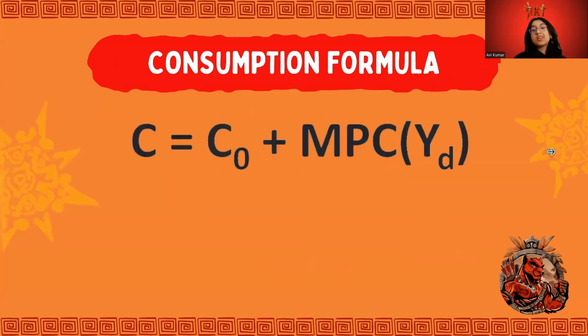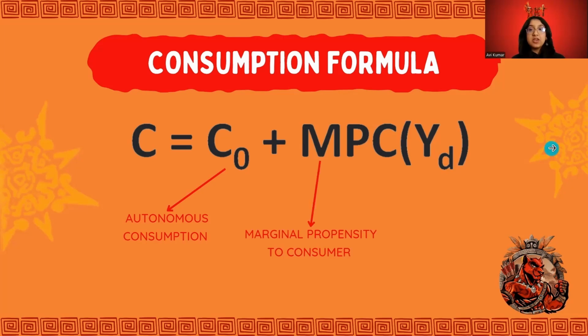Now, let's zoom in on consumption since it's the largest chunk of GDP. So first, we have autonomous consumption, which is denoted by C0. This is the absolute basic amount of consumption a person will have, even if their income is zero. So this is what people will buy, even if they have no income. Then we have MPC, which is also denoted as C1, and that stands for marginal propensity to consume. This is how much more people will spend with each extra dollar of their disposable income.